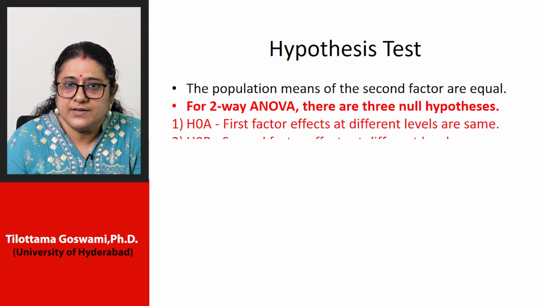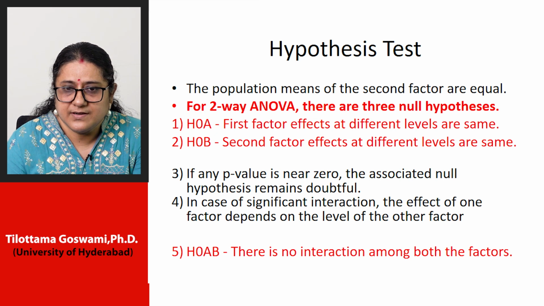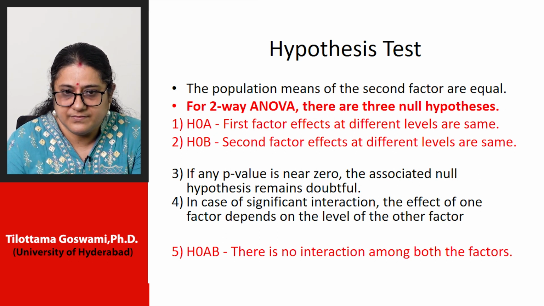For the two-way ANOVA, we get three null hypotheses. First, the factor effects at different levels are the same. Second null hypothesis, the second factor effects at the different levels are the same. And the third hypothesis, there is no interaction among both the factors.